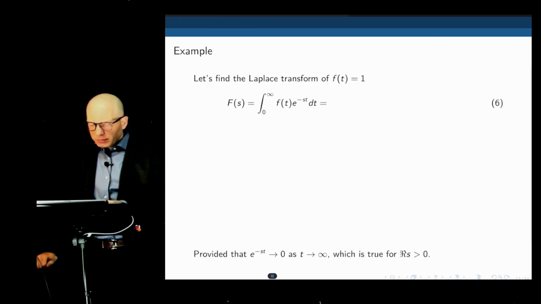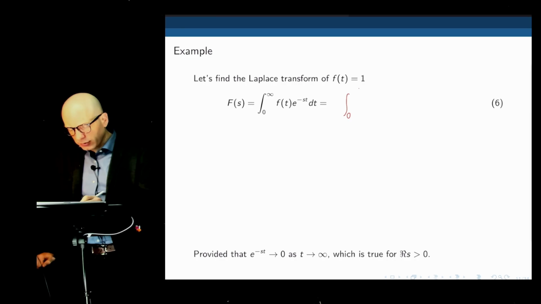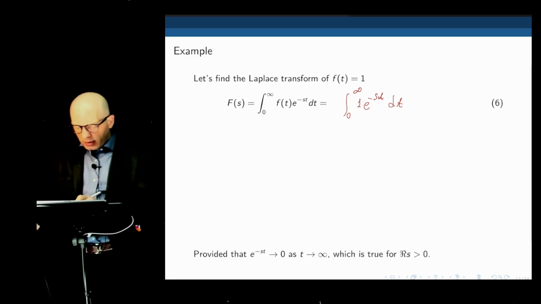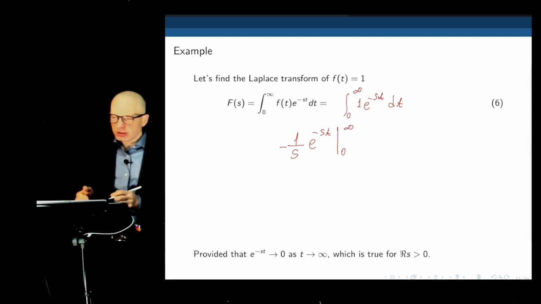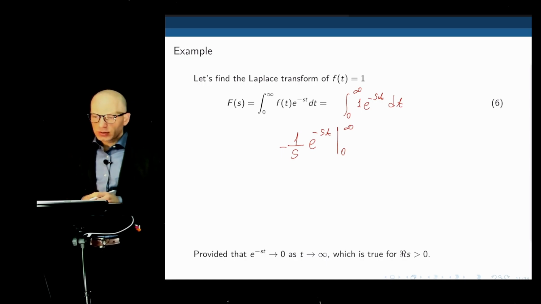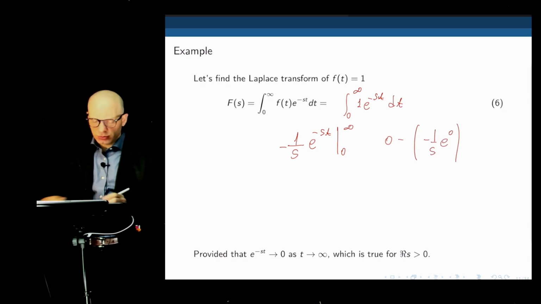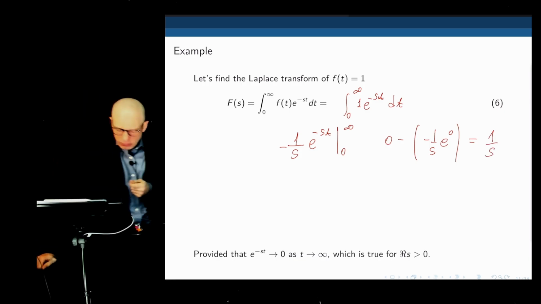Let's do another one. Let's find the Laplace transform of 1. Well, that's easy. Laplace transform of 1 is simply the integral from 0 to infinity of 1 times exponential of minus st dt. What we get here, we have minus 1 over s exponential of negative st from 0 to infinity. When t is infinity, we have exponential of negative infinity, that's 0. And when we have 0, we have minus 1 over s, exponential of 0. The exponential of 0 is 1. This is 1 over s. So that's how we would calculate the Laplace transform.